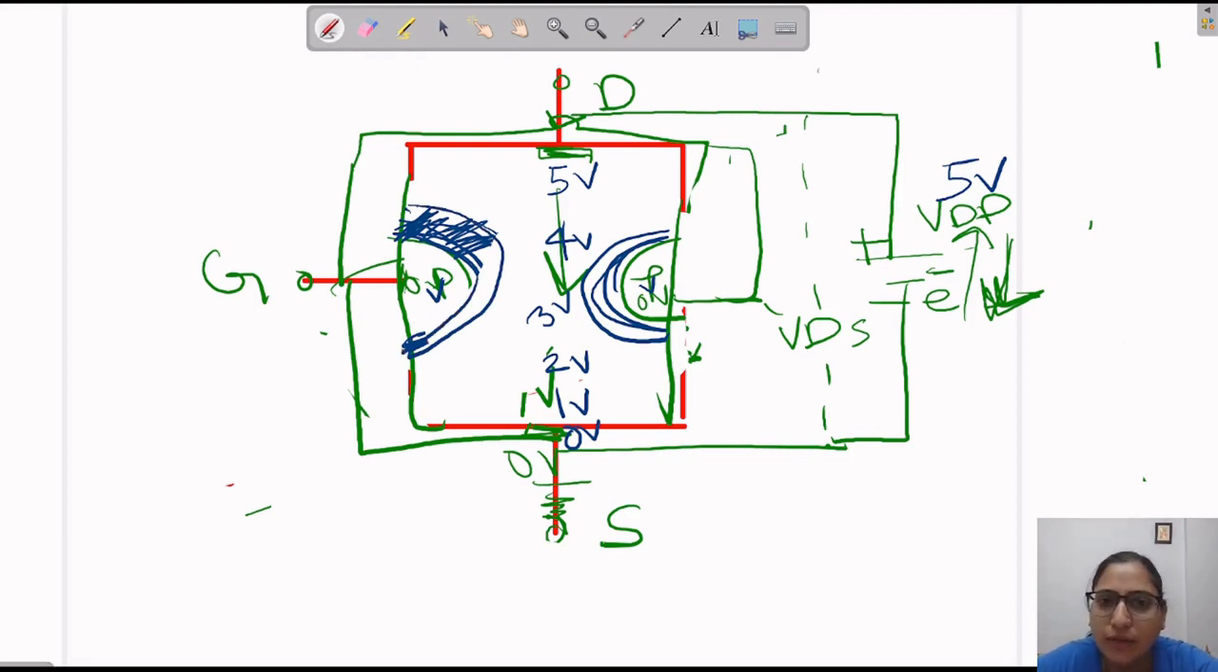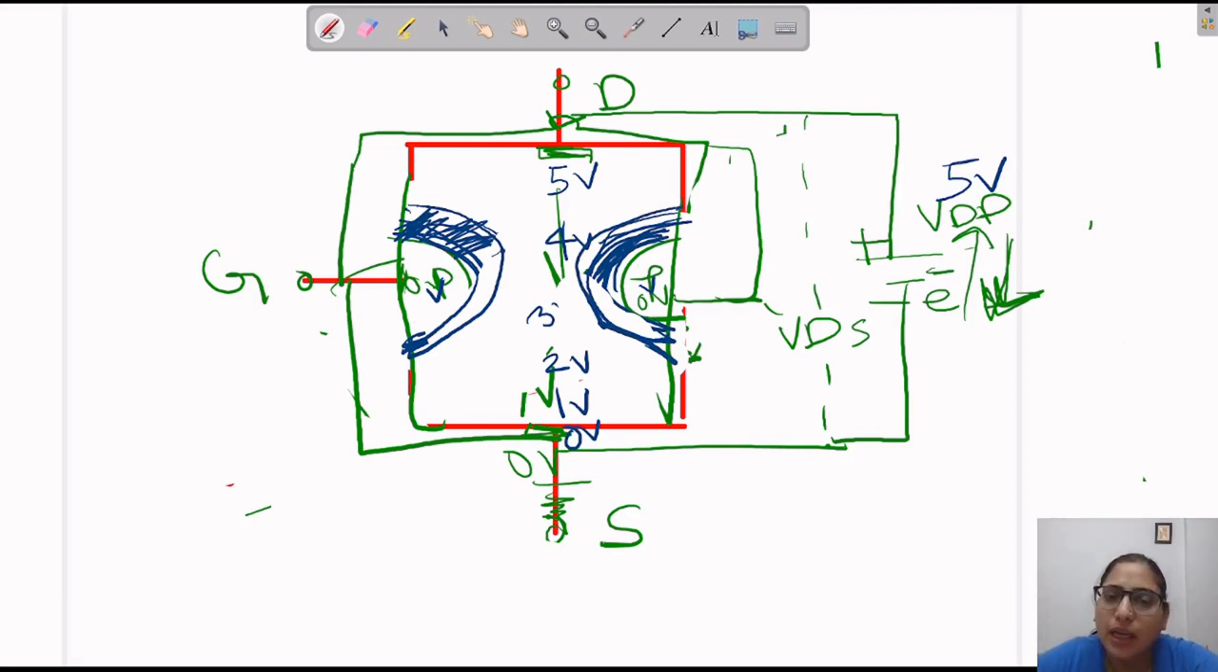Similarly, in the second PN junction, due to this 5 volt and 0 volt, the thickness is more here and less there. So this is the basic structure where we can see that two PN junctions have depletion regions formed.